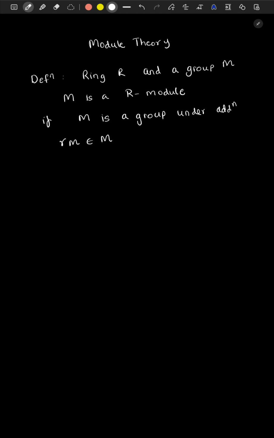Additionally, we'll assume that ring R is unital, as we always do, and that is unit element 1. Okay, and then there are some distributive properties and associative properties. So for example, if there are two ring elements r, s and m, then (r + s)m should be equal to rm plus sm.